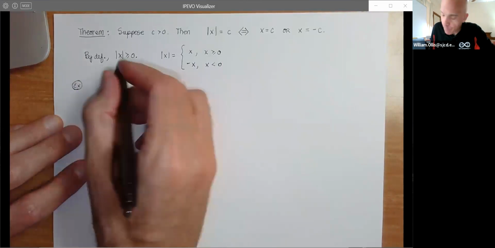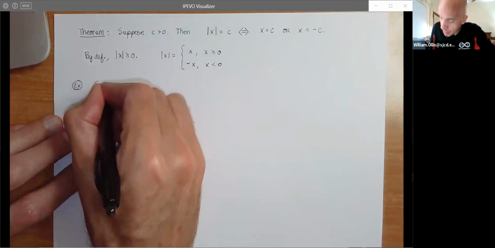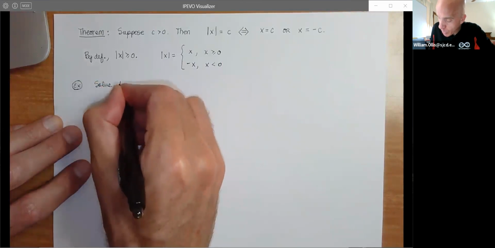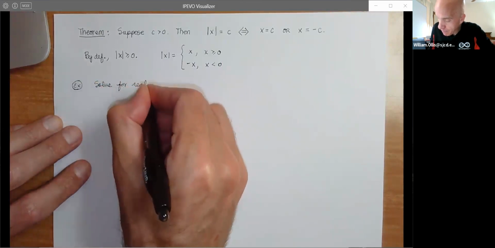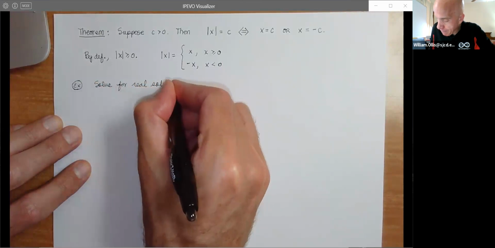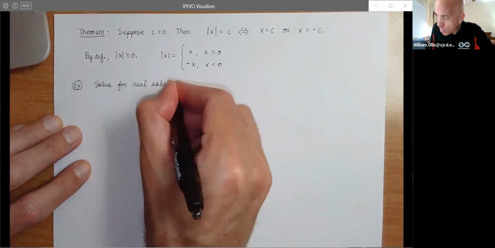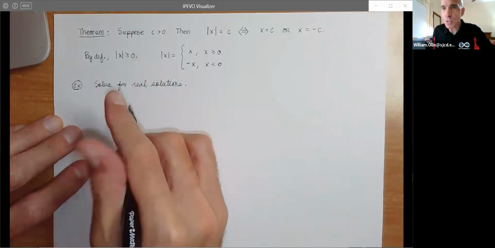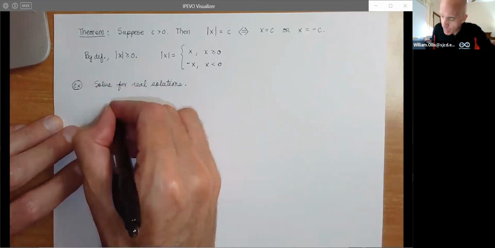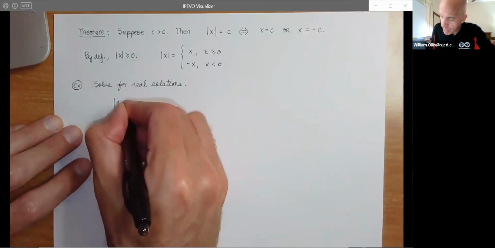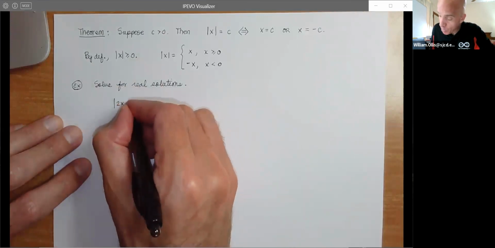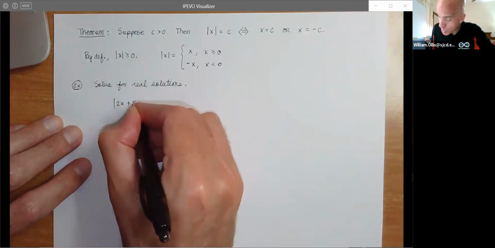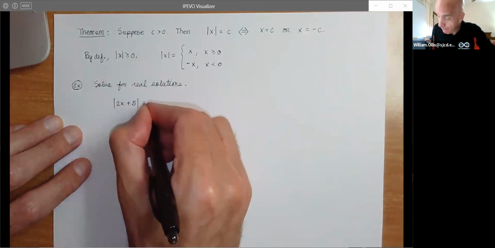So say we have the following, that is, solve for real solutions. Now, of course, this is not very difficult, but what's difficult is when you don't review something like this and then you see it on a test and you blank. So it's good just to go back through these things. So the absolute value of 2x plus 5, I'll just do a simple example here, equals 10.